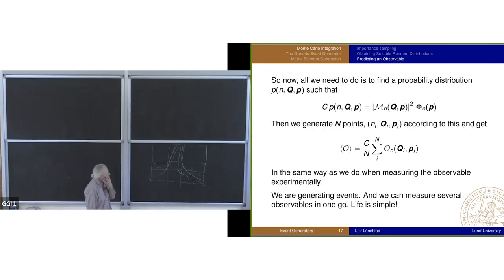Now, the way we should go about it is that we should find some probability distribution in N, Q, and P. We have integer values here, so that's fine. And we should find, hopefully, a probability distribution that is proportional to this. And if we do that, we can generate these points and measure the observable and get the expectation value for that observable. That is what we want to do.